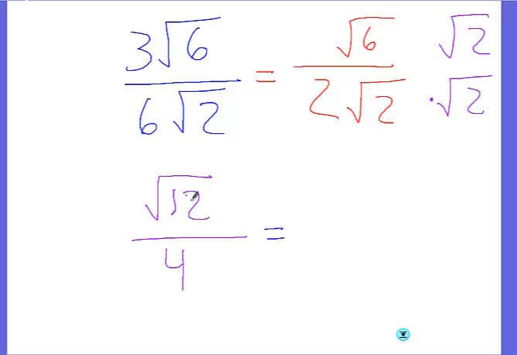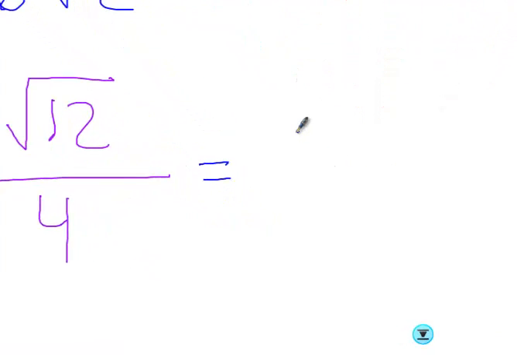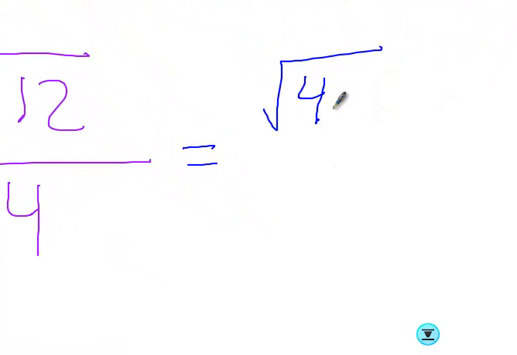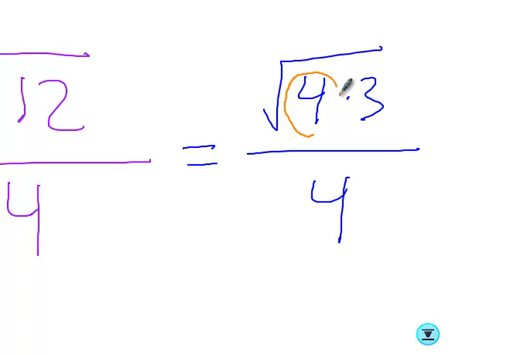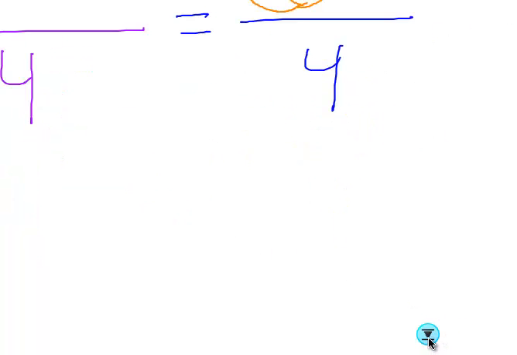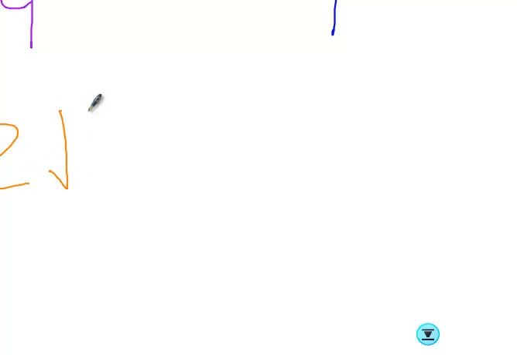Again, we can keep simplifying this down. So we want to see, can we get a perfect square to come out of radical 12? And we can, because we can make it 4 times 3. All right, 4 is the greatest perfect square that goes into 12. We can bring 4 out. So it becomes 2 radical 3 over 4.